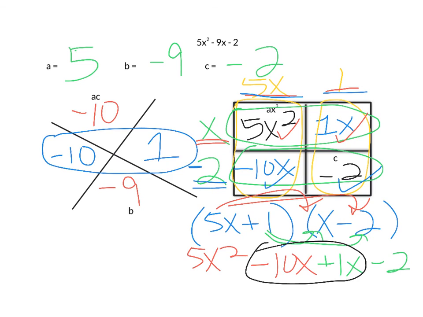Therefore, I know that the trinomial 5x squared minus 9x minus 2 factors into 5x plus 1 times the quantity of x minus 2.